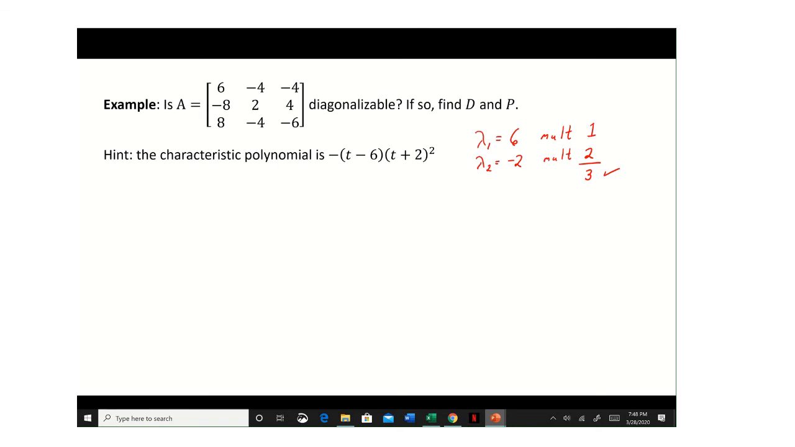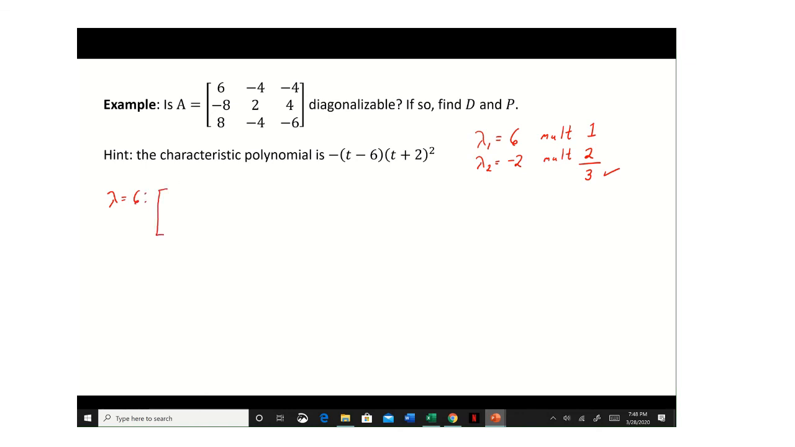Now we have to see if the dimension of our eigenspaces is equal to the multiplicity in both cases. So we have to find the basis for our eigenspaces. Let's start off with our first one, our basis for lambda 1 equals 6.